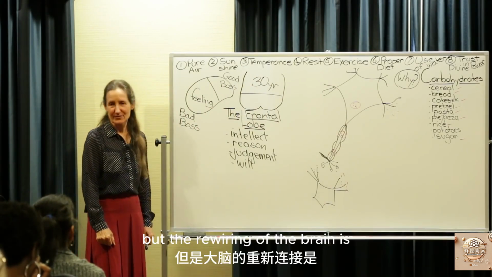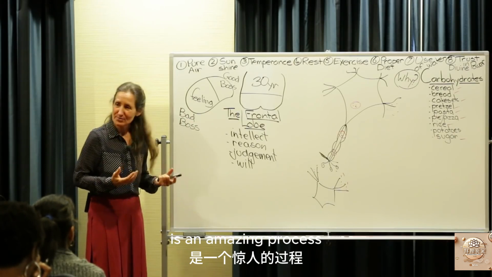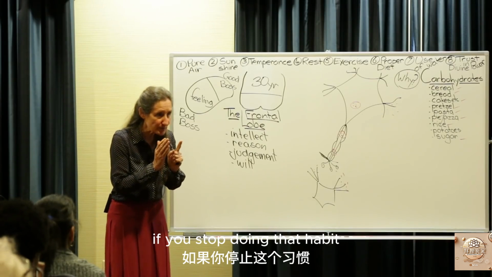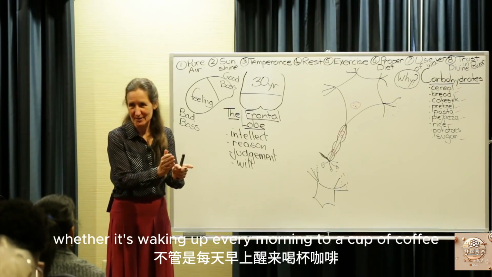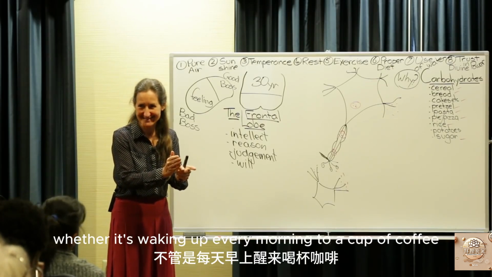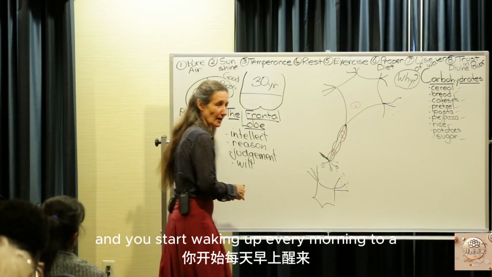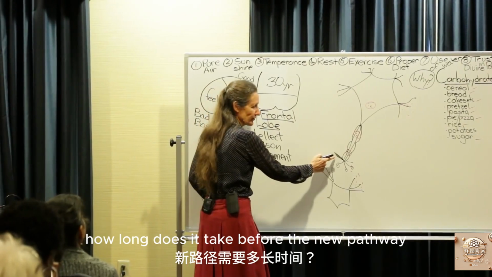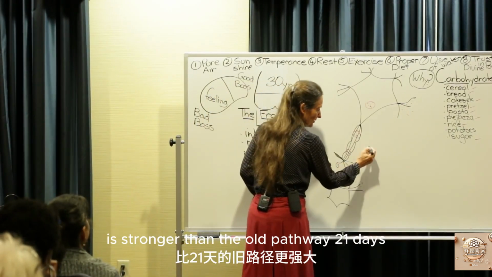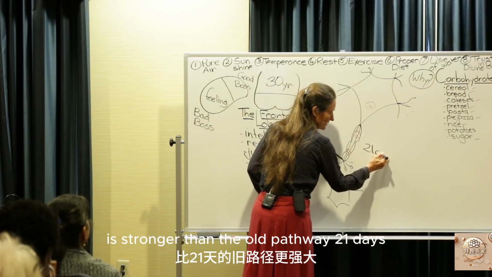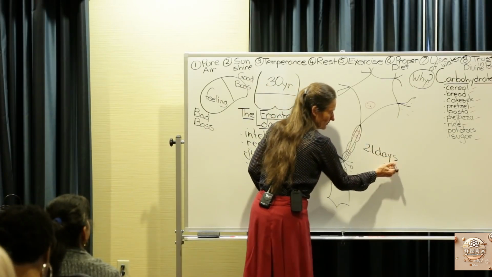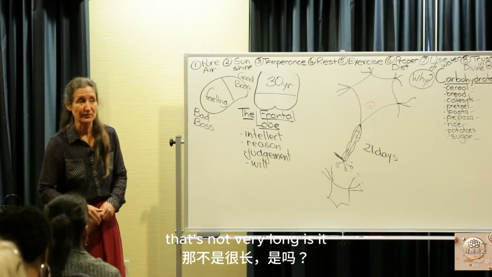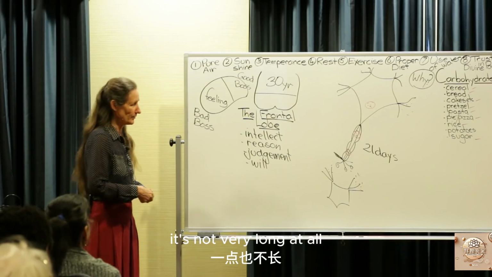But the rewiring of the brain is an amazing process. It means that if you're in a bad habit, if you stop doing that habit, whether it's waking up every morning to a cup of coffee, and you start waking up every morning to a big drink of water and interval training, how long does it take before the new pathway is stronger than the old pathway? 21 days. That's only 3 weeks. In the space of our lifespan, that's not very long, is it? It's not very long at all.